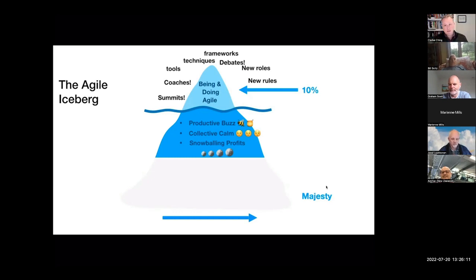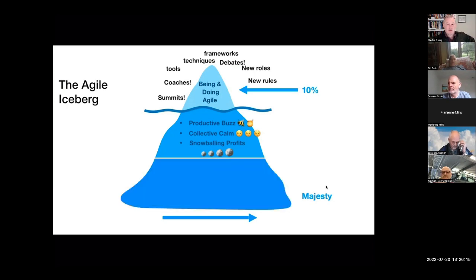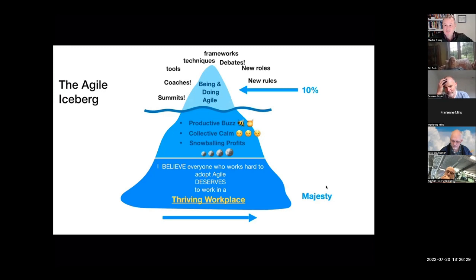It's something that suits everyone. And it's really kind of straightforward when you see it. And I almost go, duh, when I point it out. But it took me 25 years to figure this out. But what it comes down to is the ATM, I believe that everyone who works hard to adopt Agile simply deserves to work in a thriving workplace. And that's the little model that's come up there.